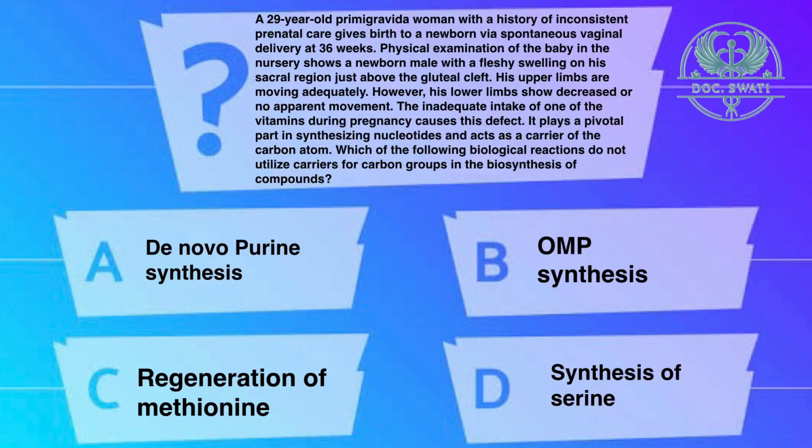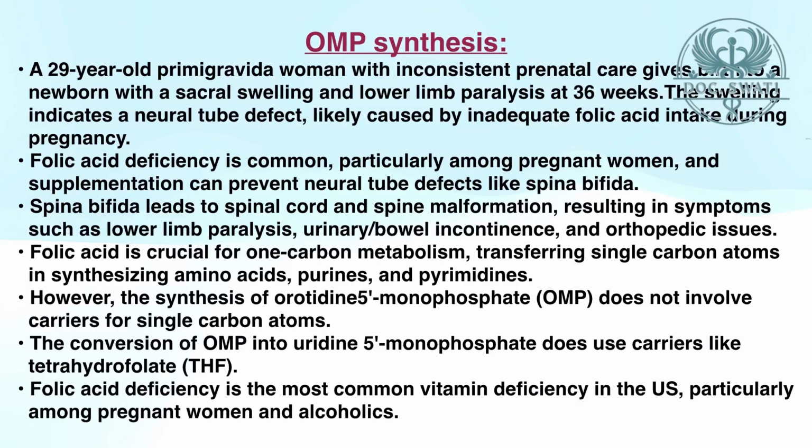Which of the following biological reactions do not utilize carriers for carbon groups in the biosynthesis of compounds? Option A, de novo purine synthesis. Option B, OMP synthesis. Option C, regeneration of methionine, or option D, synthesis of serine. Yes, option B, OMP synthesis is the correct answer. So now let's discuss this case and learn about OMP synthesis.